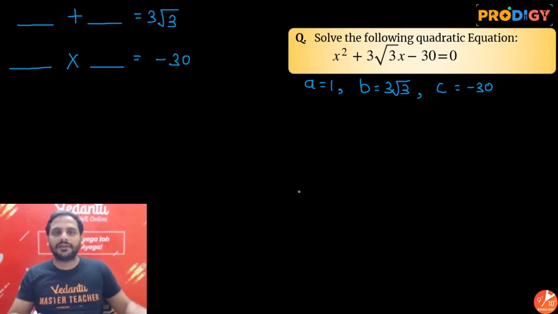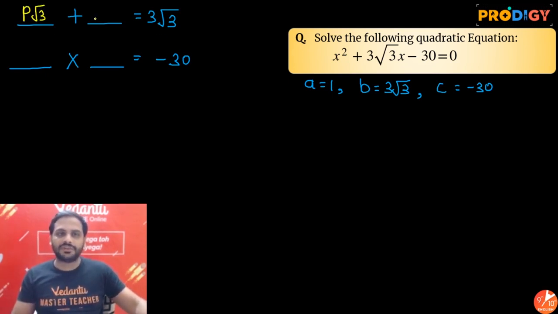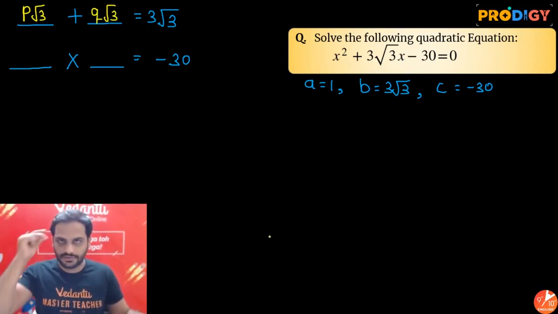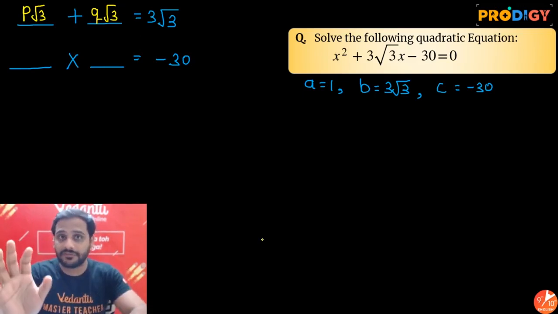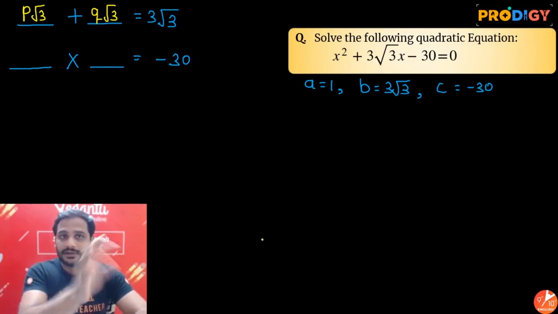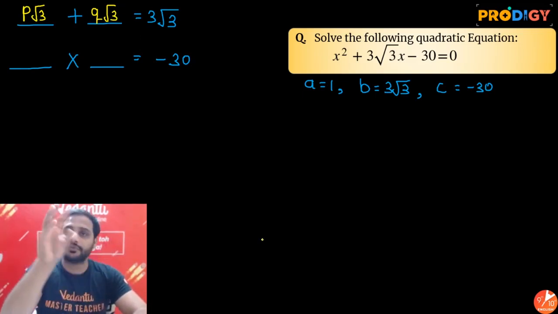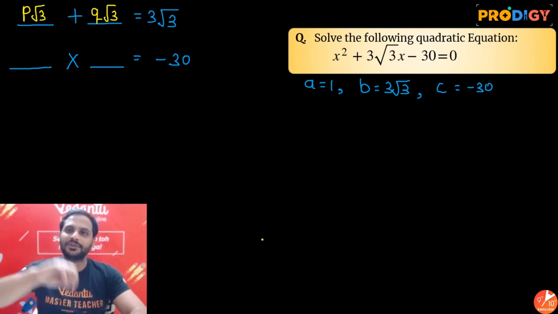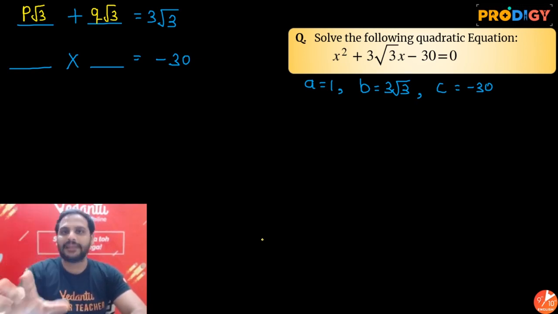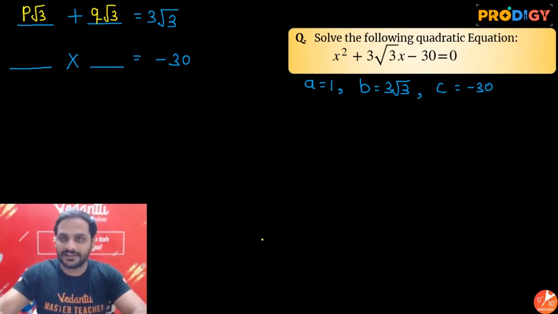Obviously, beta, if I am adding two terms such that their addition is 3 root 3, both the terms must contain root 3. So let's say both the terms are p root 3 and q root 3. Listen very carefully, beta. With this method, even splitting these root terms will be easy, because I know many of you are afraid to do the splitting, or sometimes you don't understand the calculation.